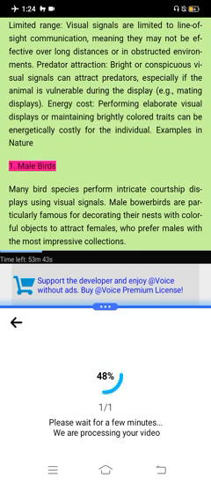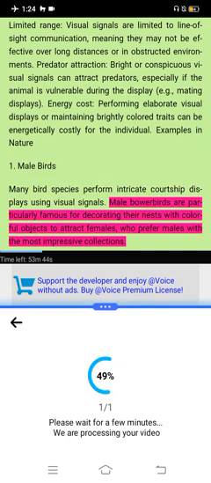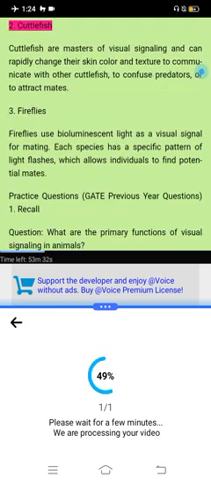Examples in nature. 1. Male birds. Many bird species perform intricate courtship displays using visual signals. Male bowerbirds are particularly famous for decorating their nests with colorful objects to attract females, who prefer males with the most impressive collections. 2. Cuttlefish.